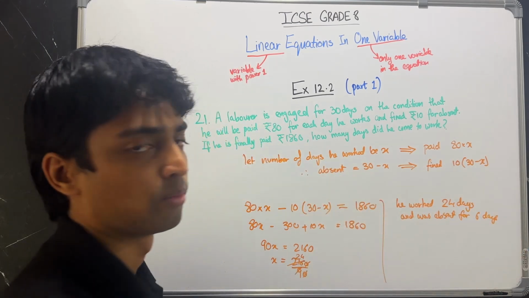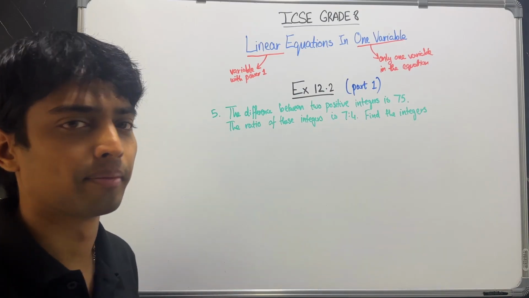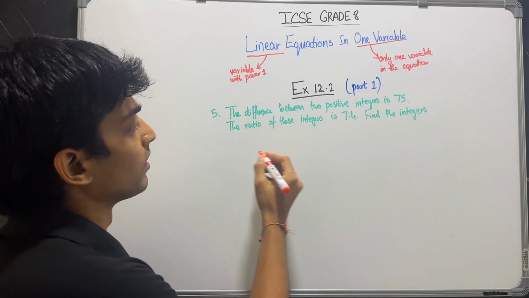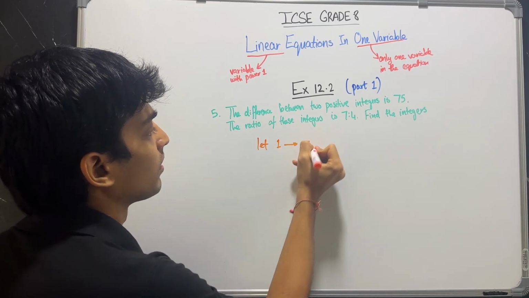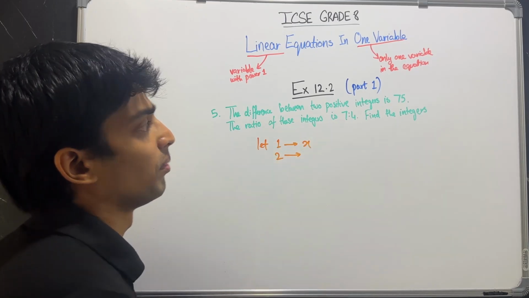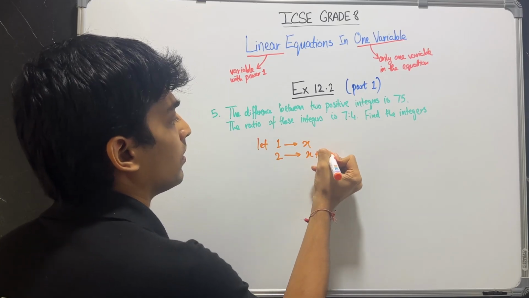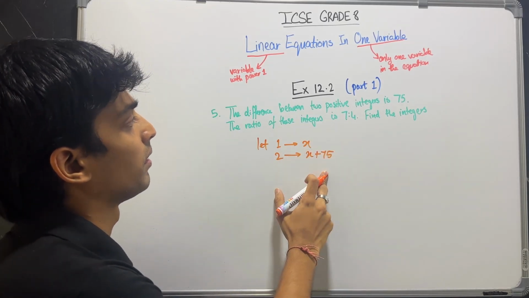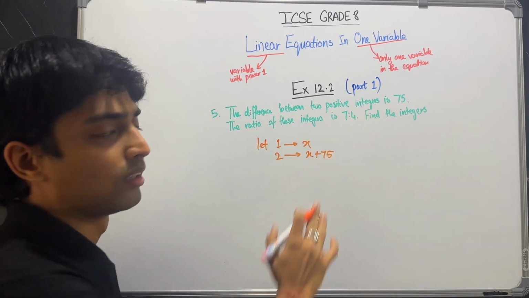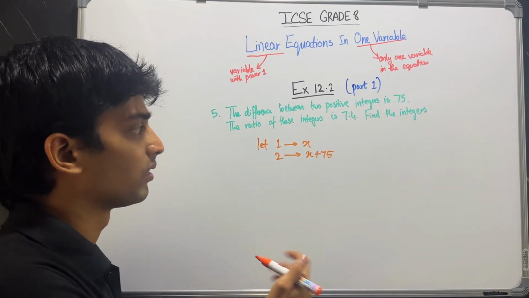because 30 minus 24. Fifth one: the difference between two positive integers is 75. So there are two positive integers. Let the first be x. The second integer will become x plus 75, because when we subtract them, x will get cut and we will be left with 75. So the difference is 75. Whenever we have a difference between two integers, one is x, the other is x plus 75.